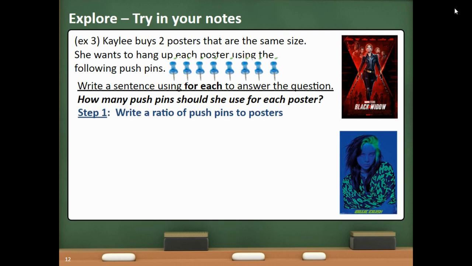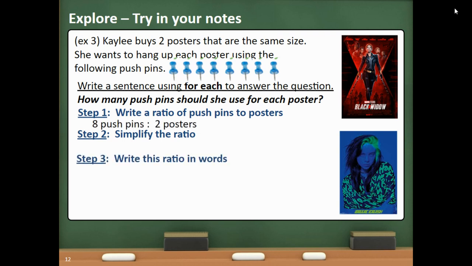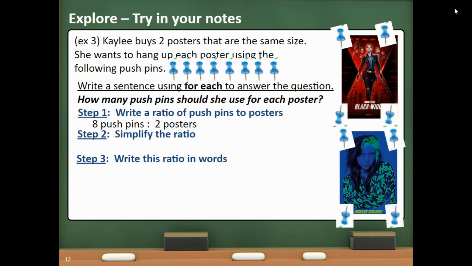Step 1, write a ratio of push pins to posters. Step 2, simplify the ratio. And step 3, write the ratio in words. So first we would write 8 push pins to 2 posters. And there's our push pins. And we can simplify it. 4 push pins for 1 poster.